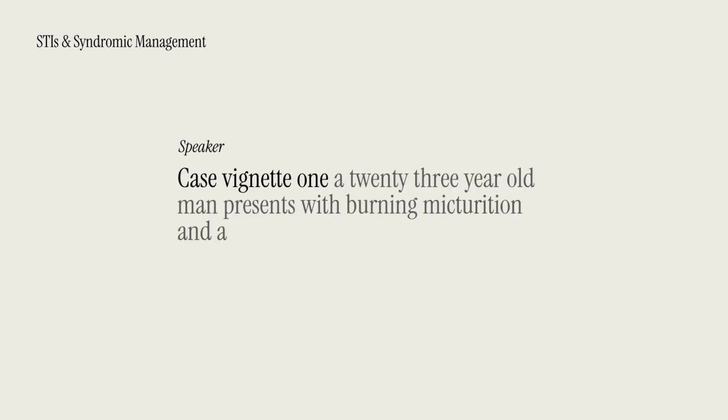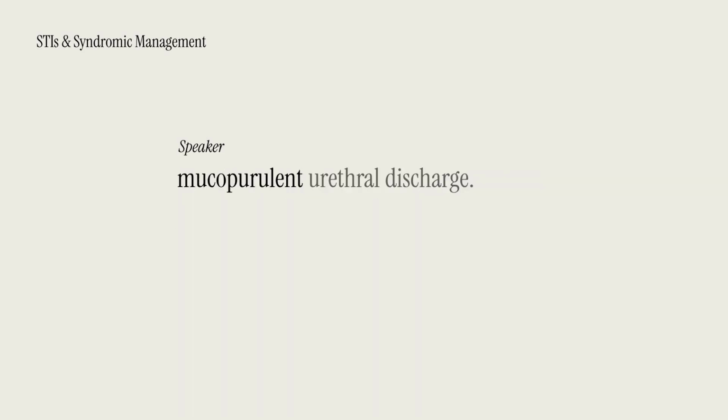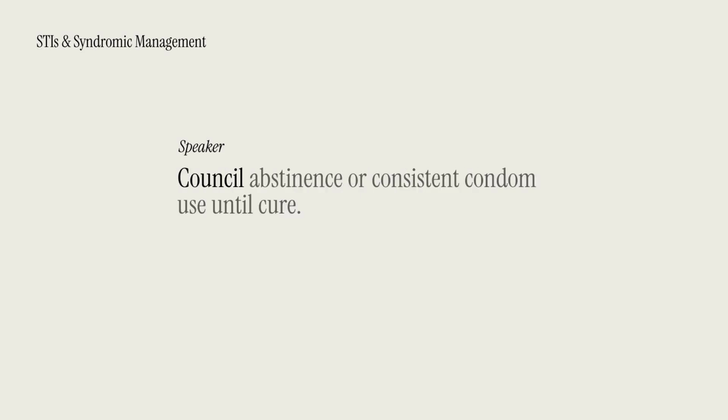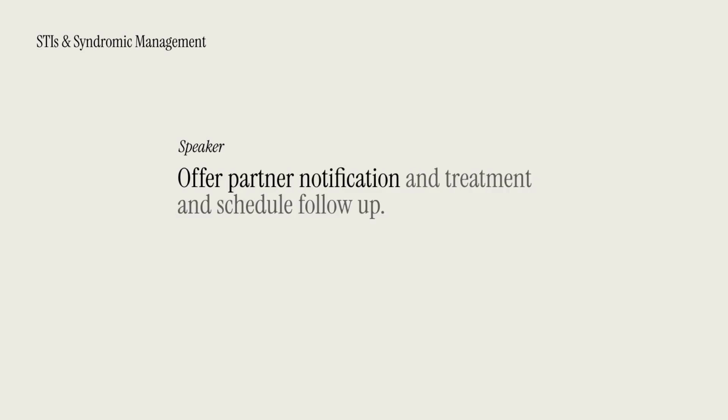Case Vignette 1. A 23-year-old man presents with burning micturition and a mucopurulent urethral discharge. No labs are available today. What is your syndromic plan? Classify as urethral discharge syndrome. Provide Kit 1, grey kit, at first visit. Counsel abstinence or consistent condom use until cure. Offer partner notification and treatment, and schedule follow-up.